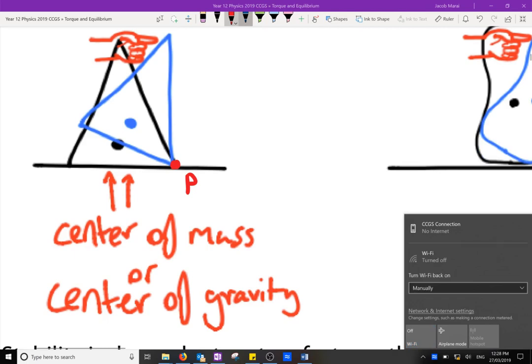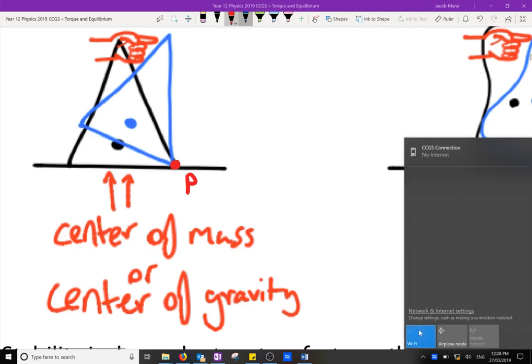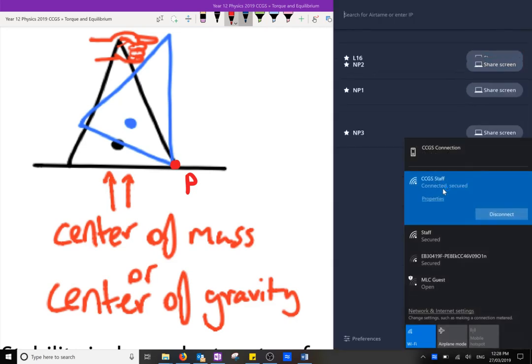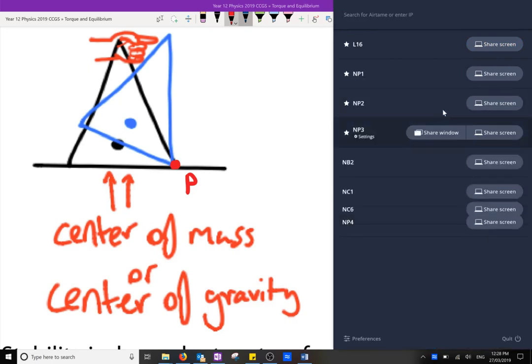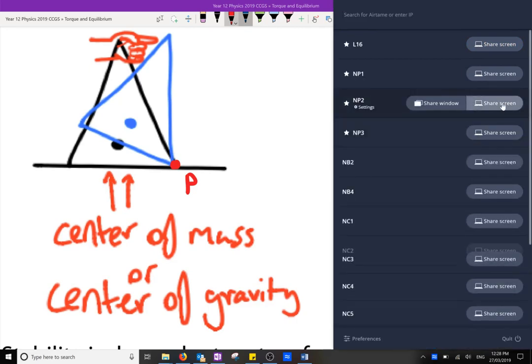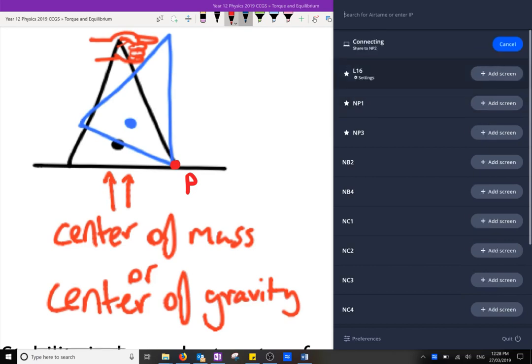So guys, just have a look at the first example on that left side. I want you to put a pivot on the bottom right corner. I'd like you to then draw the weight force from the blue dot, which is representing the center of mass.